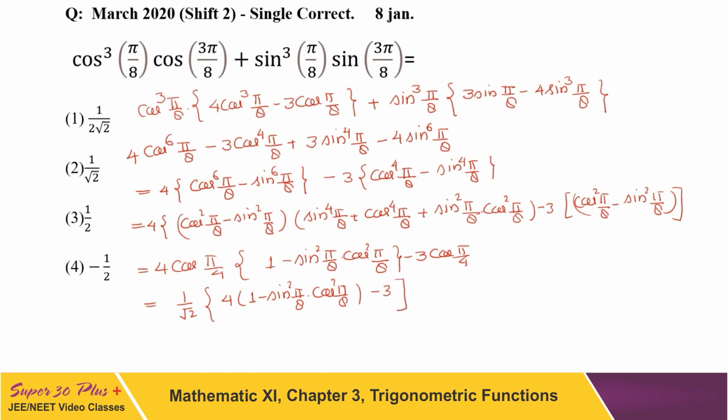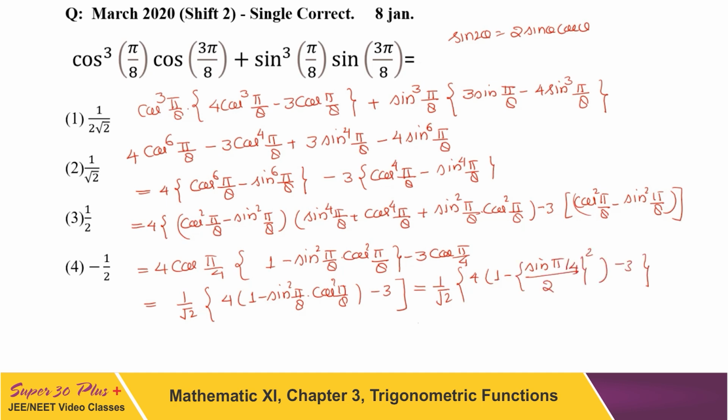This is the simplification. Now we can again simplify it. It is 1 by root 2, 4, 1 minus sine theta into cos theta, whole square. We apply the formula of sine 2 theta. Sine 2 theta is 2 sine theta cos theta, from where we can find sine theta into cos theta is equal to sine 2 theta by 2. Means it will become sine pi by 4 upon 2 whole square, minus 3.